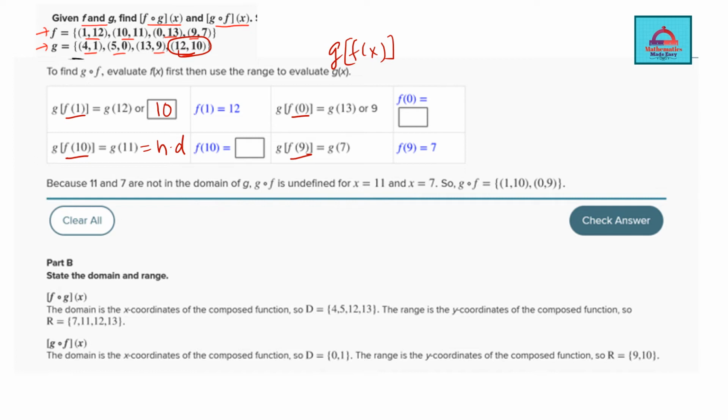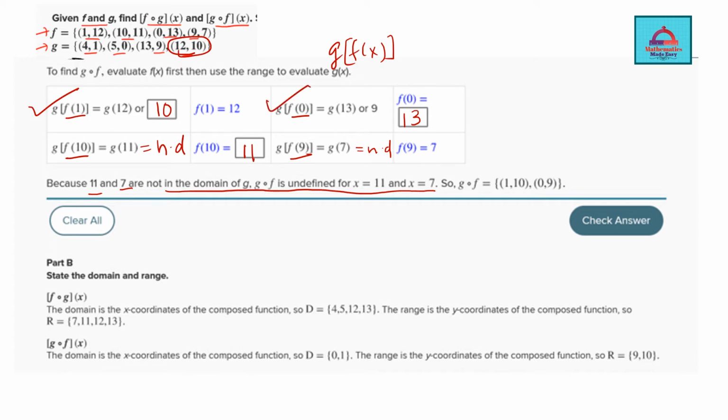Let's go to f of 10. f of 10 is 11. Then g of f of 0: f of 0 is 13, and g of 13 is 9. And then g of f of 9: f of 9 goes to 7, and g of 7 is again not defined. So we can say 11 and 7 are not in the domain of GOF, so it is undefined for 11 and 7. Only there are 2 points, this one and this one.